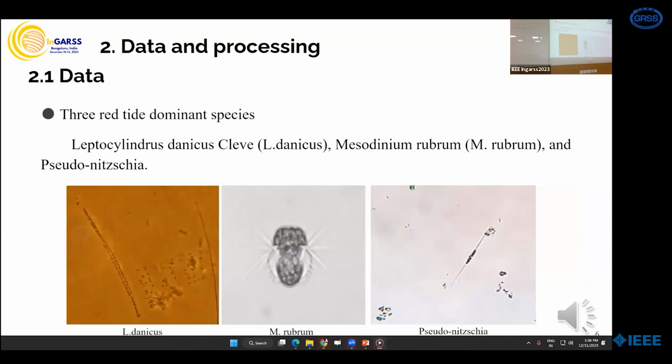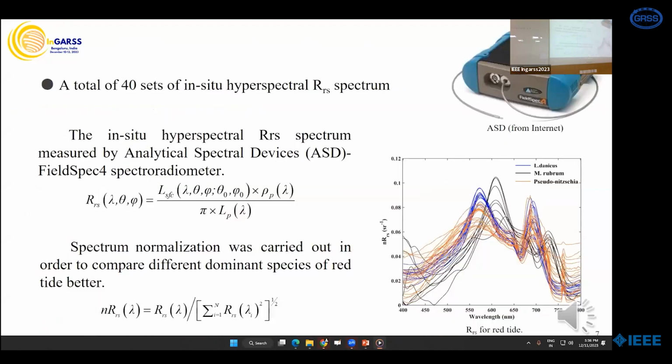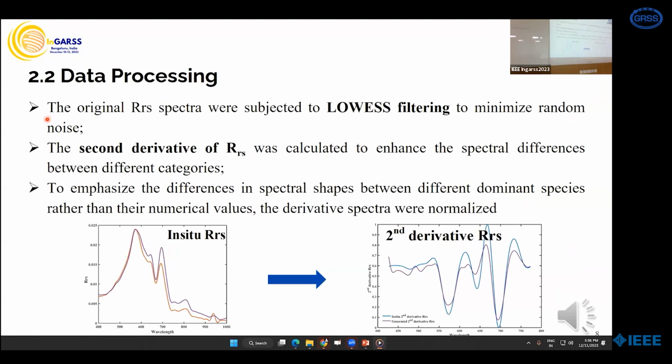In our study, we use 3 red tide dominant species. The in-field remote sensing reflectance spectra are measured by ASD. A total of 40 sets of in-field normalized hyperspectral remote sensing reflectance spectra are used in our study. Based on this, further processing was conducted on the remote sensing reflectance data of dominant species of red tide.